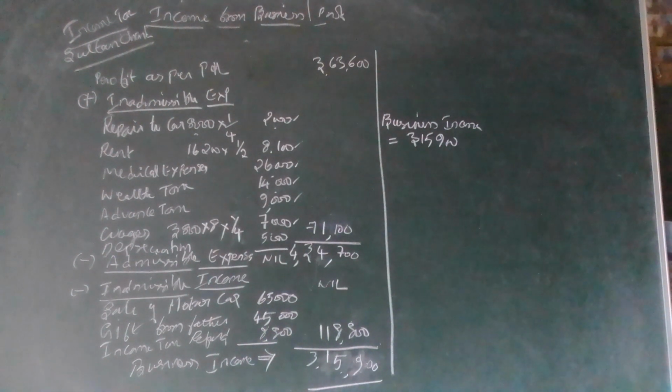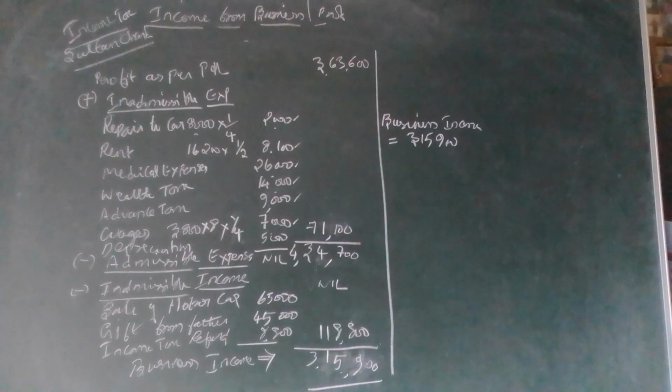Then another one is rent charges. The rent amount paid is 16,200. You are given an adjustment: the business is conducted in rental premises, half of which is used for his residence. So the total amount of rent comes to 16,200. Of that, 50% of the house is used for personal purposes, so it is inadmissible. 50% of 16,200 is 8,100, and that 8,100 is an inadmissible expense.